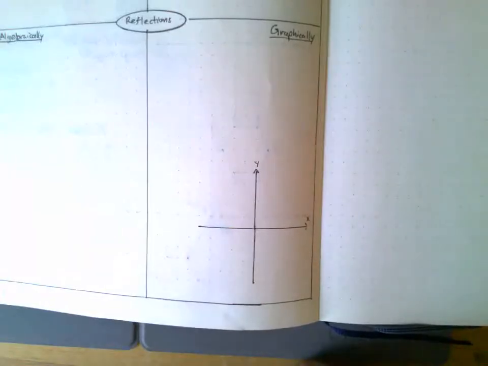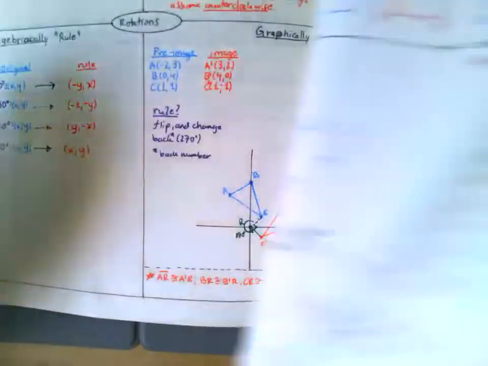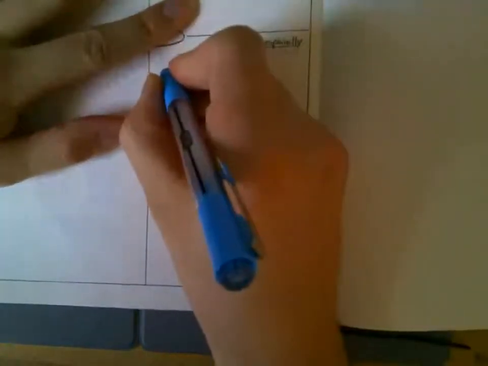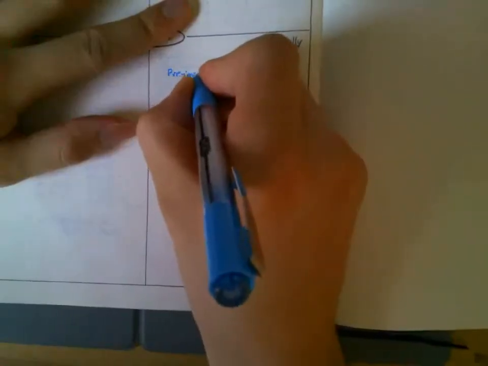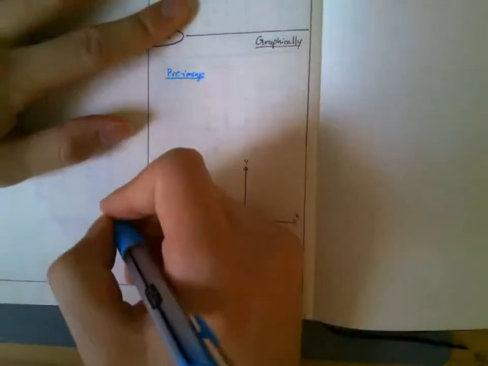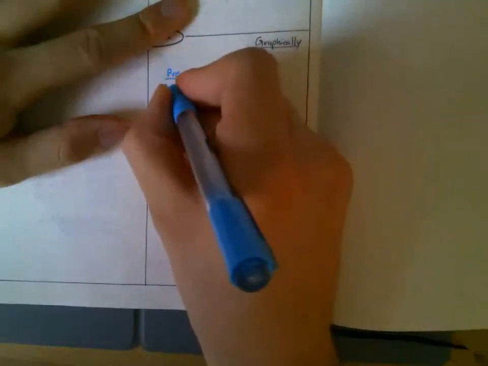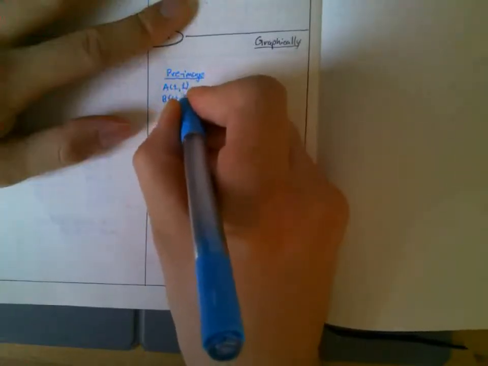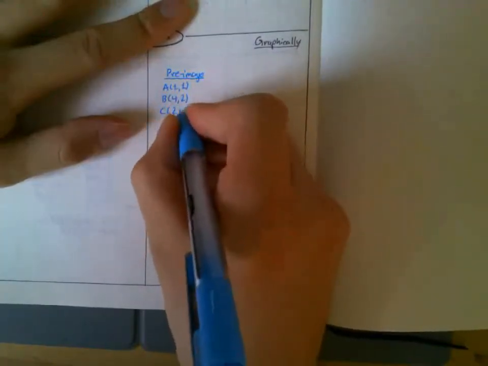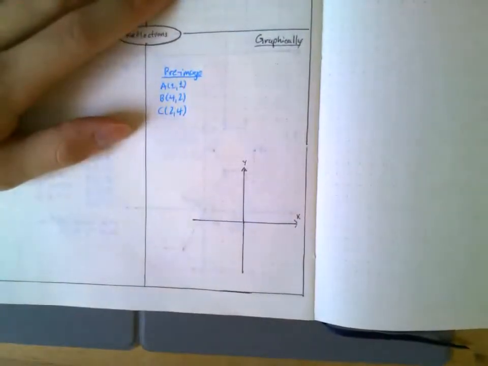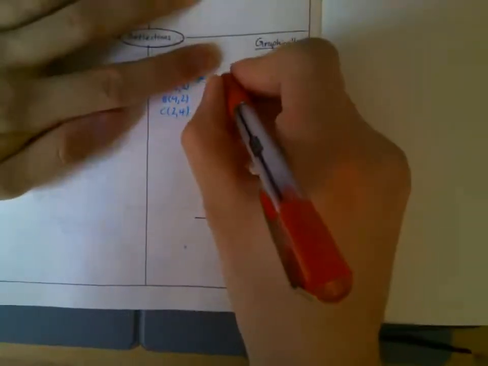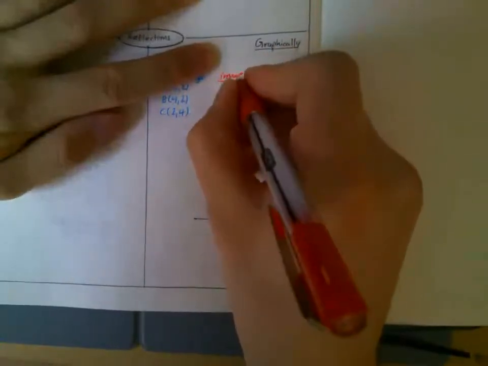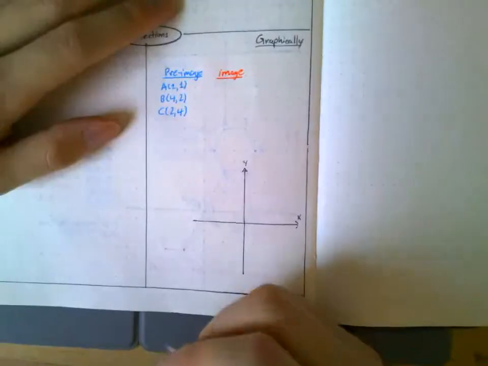Sorry, my pens are kind of all over the place. So I'm going to grab my blue and make my pre-image, of course, right? So let's say I start with a pre-image of A is 1, 1, B is 4, 2, and C is 2, 4, right? And so we need to figure out what my image is going to be. So let's go ahead and figure that out.